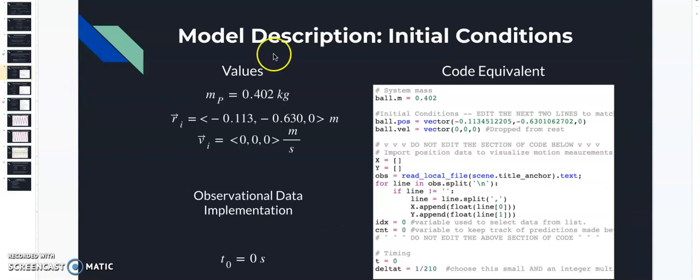So this is for the code itself, where we have the initial values for the mass, the initial position, and the velocity. It's 0. The velocity is 0 because it was dropped from rest. This is where the data gets inputted from the CSV file that we get from the Tracker data, and then we start at t equals 0.